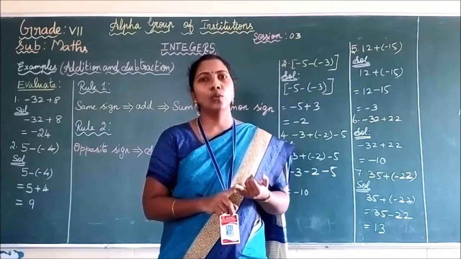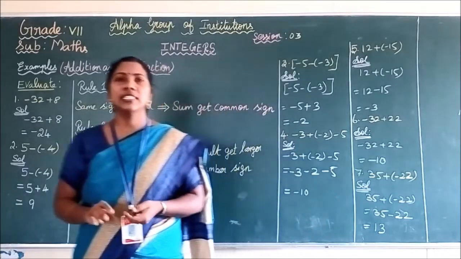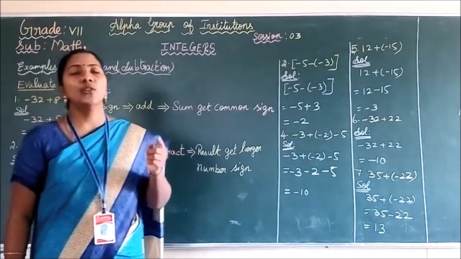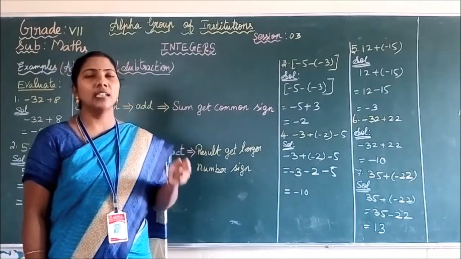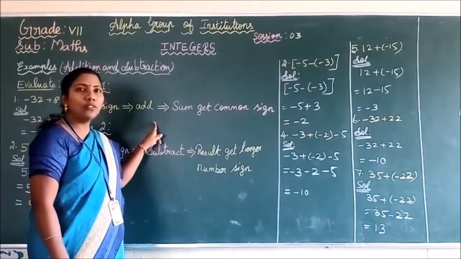Rule 1 and Rule 2. What is Rule 1? Rule 1 is if the given two integers have the same sign, you have to add the integers and the sum takes the common sign. On the board I have given the very short form of Rule 1.